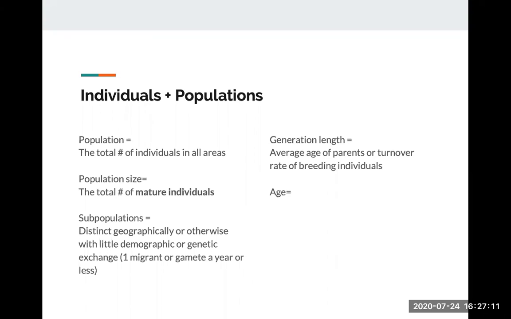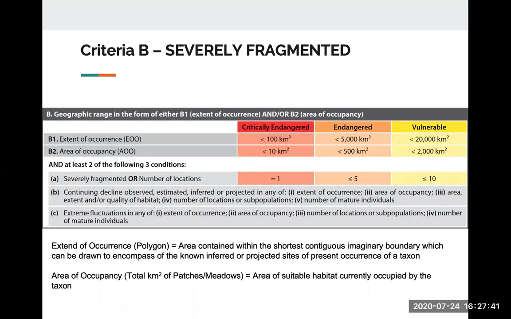And then the generation length, this is the average age of parents or turnover rate of these breeding individuals. So it's kind of how long does it take to develop and then turn into a plant and then actually reproduce. So in a lot of cases, our seagrasses, I think, have a 3-year generation length, for instance. And it looks like I didn't fill in what age is. So I guess I'll have to get back to you on that one. It's an oversight, excuse me.